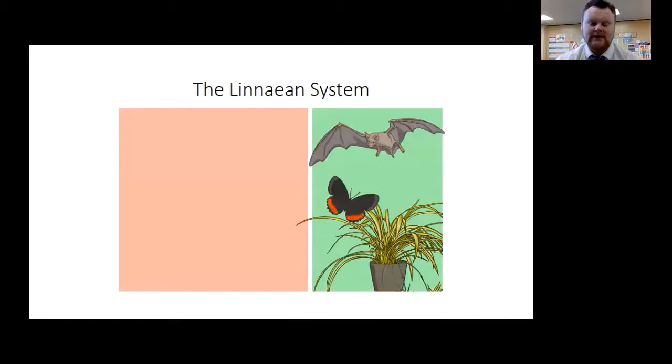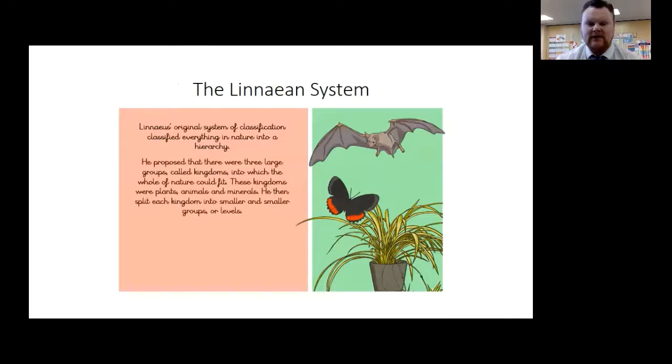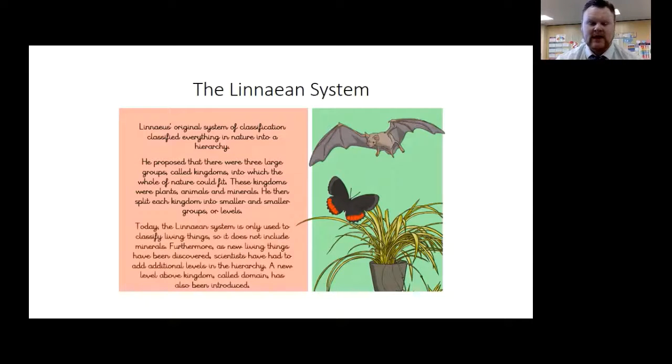So how does the Linnaean system work? Well, Linnaeus' original system of classification classified everything in nature into a hierarchy, so there was an order. He proposed that there were 3 large groups called kingdoms, into which the whole of nature could fit. These kingdoms were plants, animals, and minerals, and he then split each kingdom into smaller and smaller groups or levels. And today, the Linnaean system is the only one used to classify living things, so it does not include minerals.